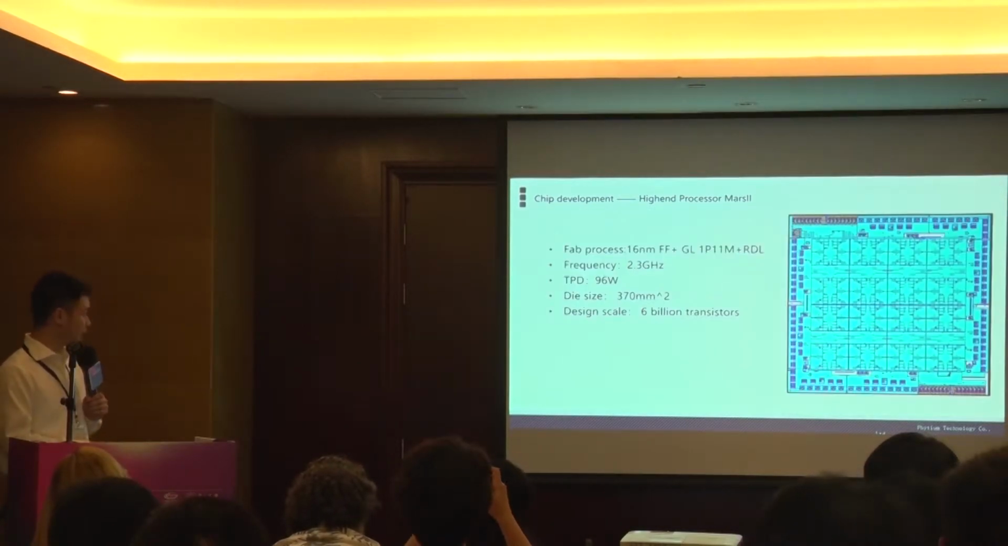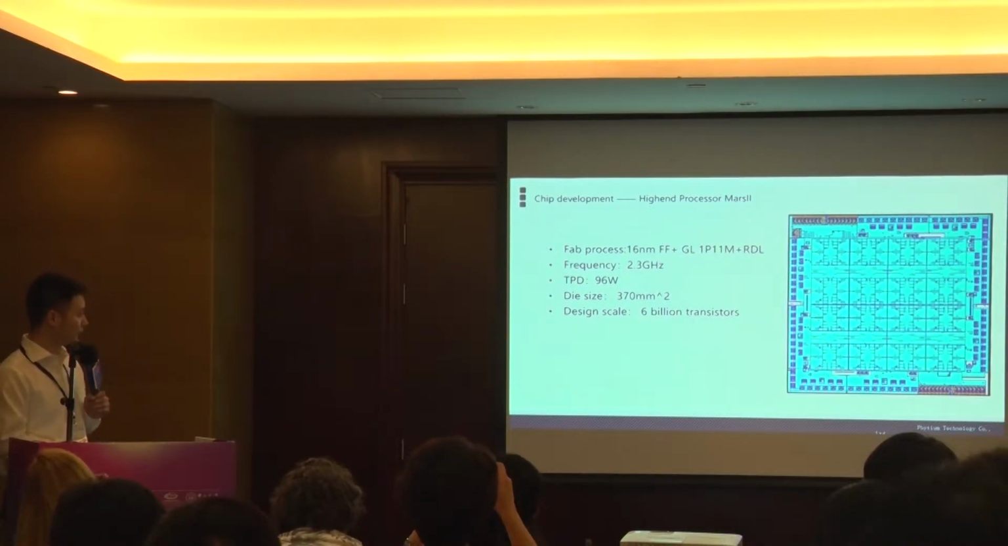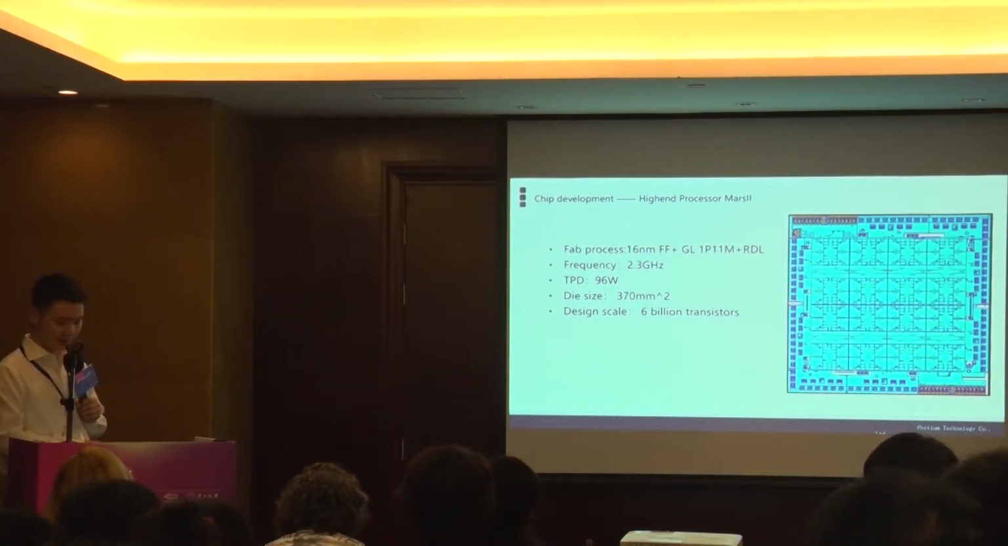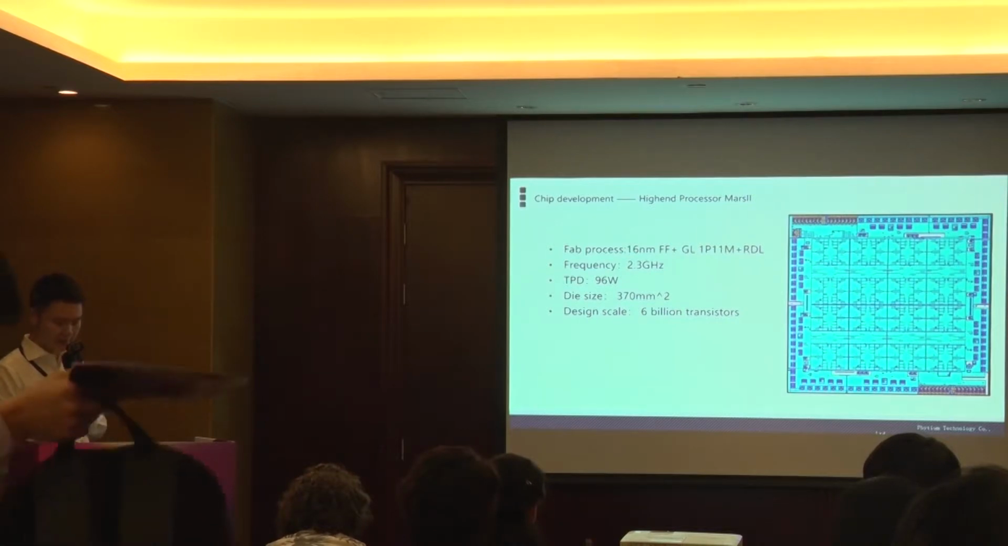This is a snapshot of our MAS2. We can see the frequency is about 2.3 GHz, and the TDP is 96 watts. The die size is 370 square millimeters, and the design scale is 6 billion transistors.